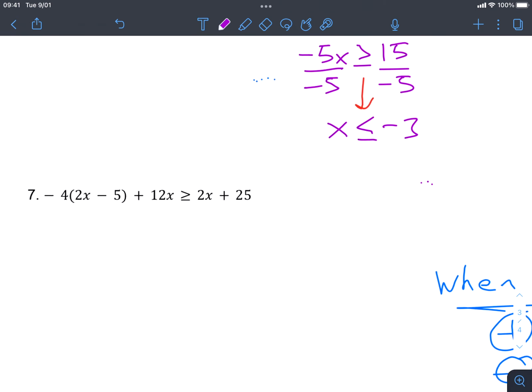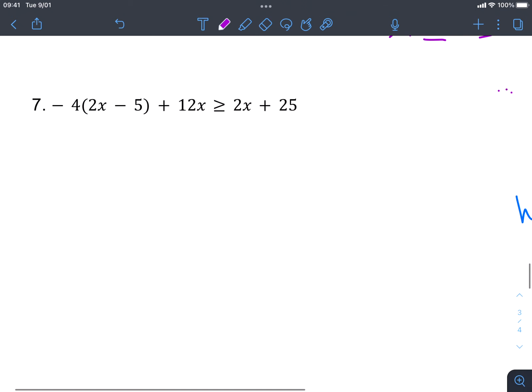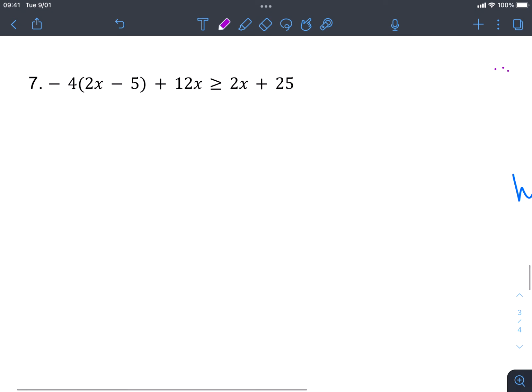And number 7, you'll see that it looks like a bit more complicated, but it's, again, solving it just like we did before. Use the distributive property, combine like terms, put the variable on one side, and whatnot. You're going to be able to solve it just like you would a normal equation. And that's that.